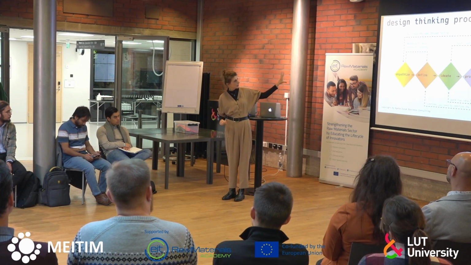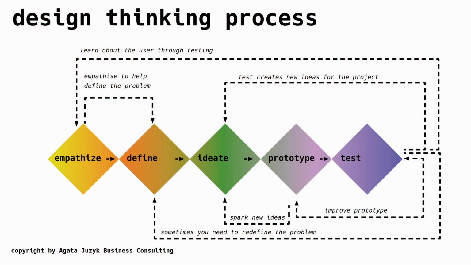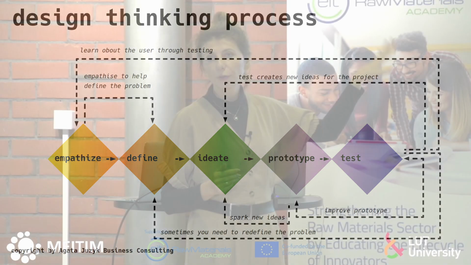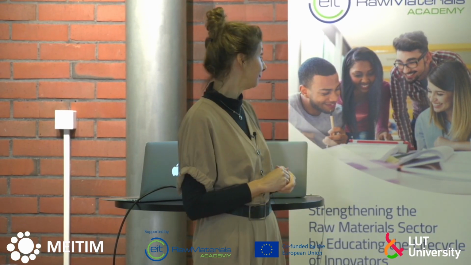The process, you see, consists of 5 stages, but it does not mean that the stages need to be linear. You should start with empathy, but you should use empathy throughout the whole process. You can reverse. You should be going back and forth within the process, but empathy is something you really need to have always in your head and in your mind.